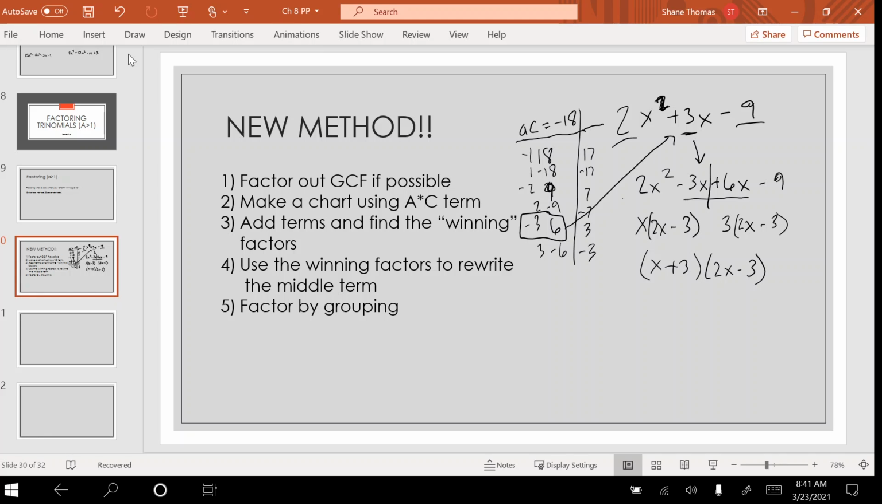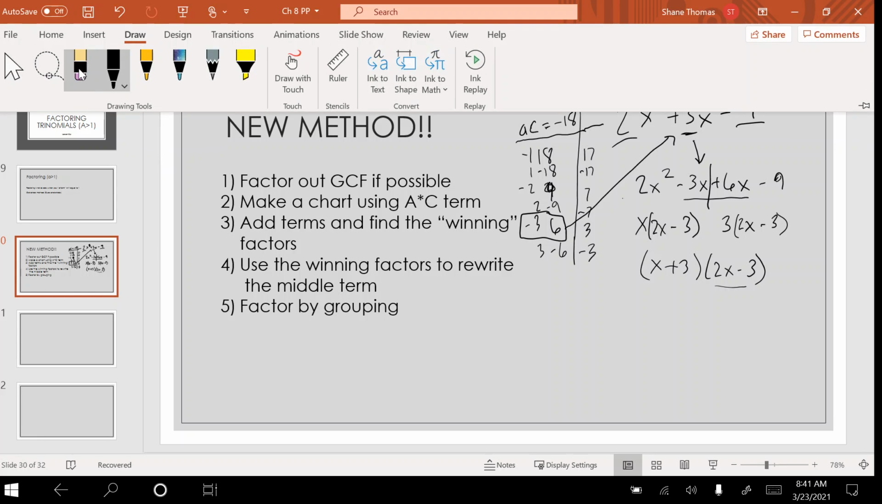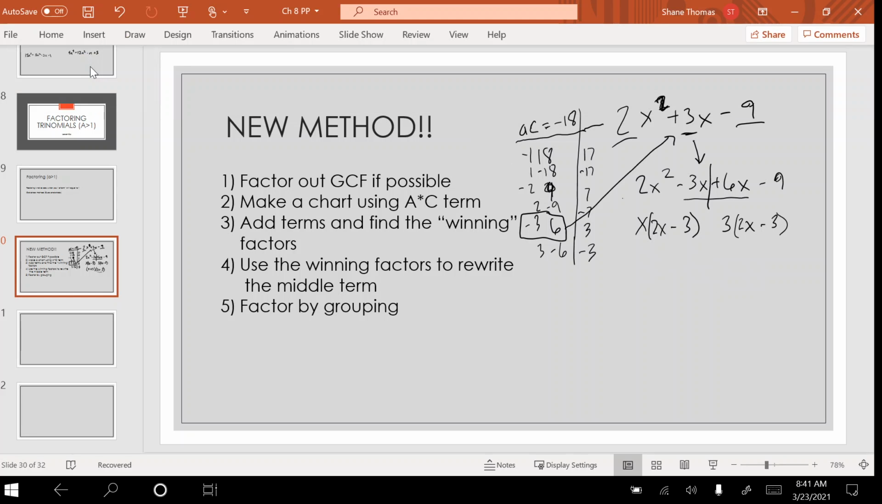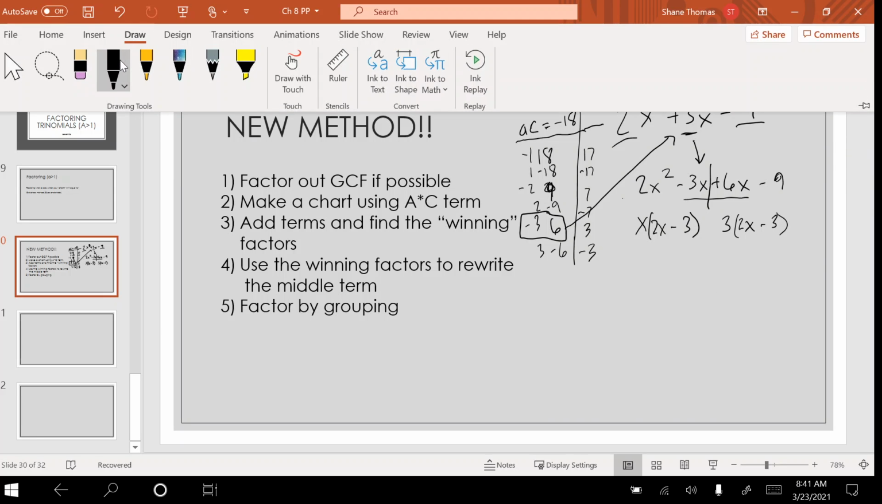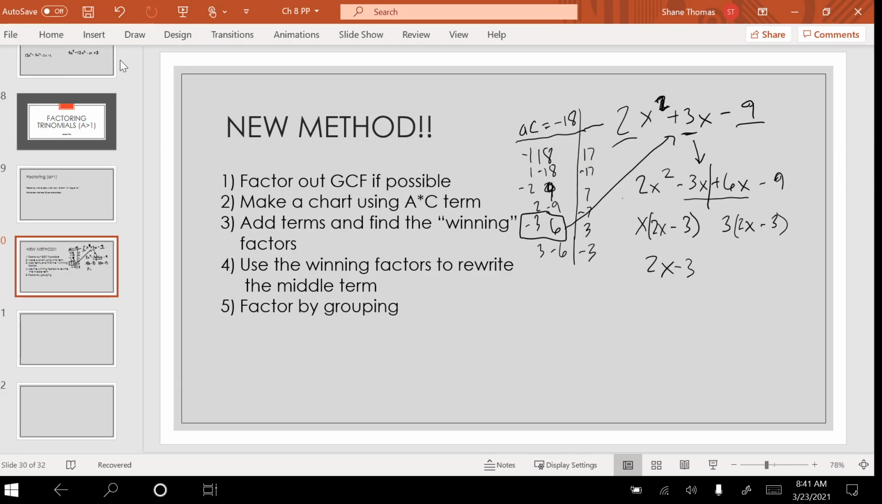What? Why would it be minus 3? 2x minus 3 is my shared, right? And then my leftovers is x plus 3. I probably wrote that backwards from how we did. Read it. So shared 2x minus 3, leftovers x plus 3.